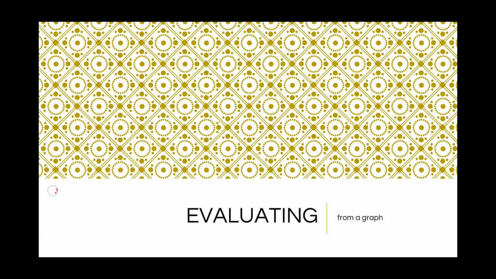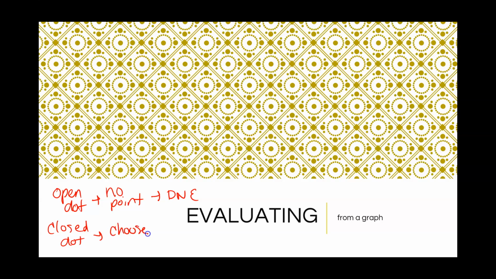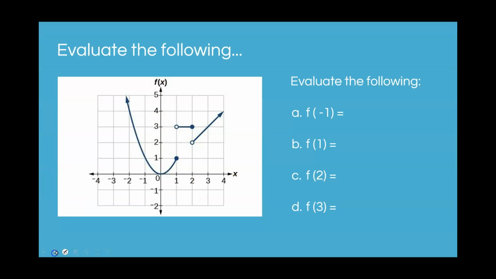Remember, an open dot means there is no value there, no point, okay? That would be a does not exist if you have to choose that, okay? A closed dot is what you want, okay? There is a point. We always choose a closed dot over an open, okay? But if there's no closed dot to choose, then you have to say does not exist, okay?